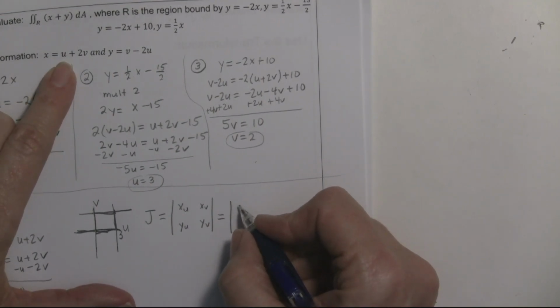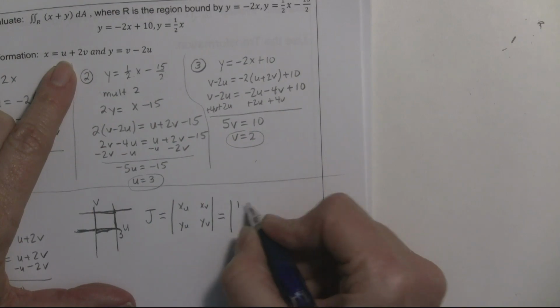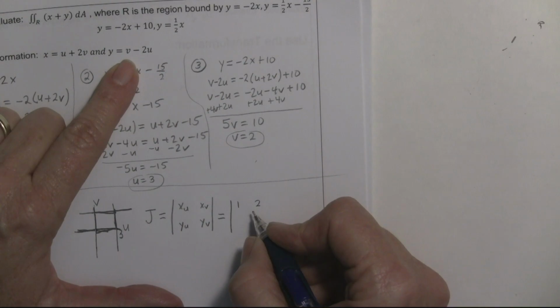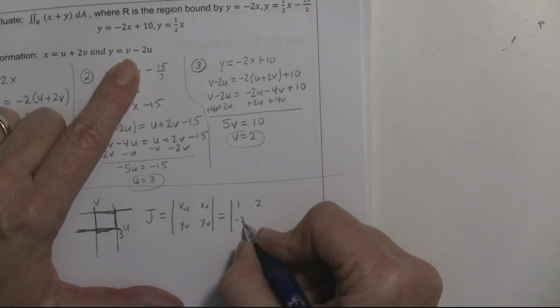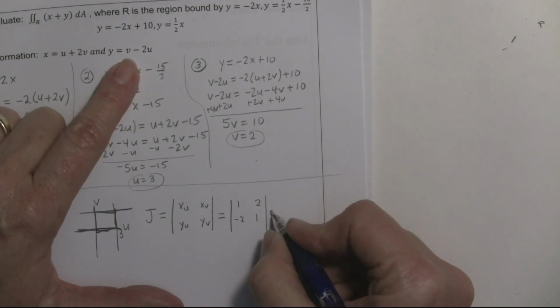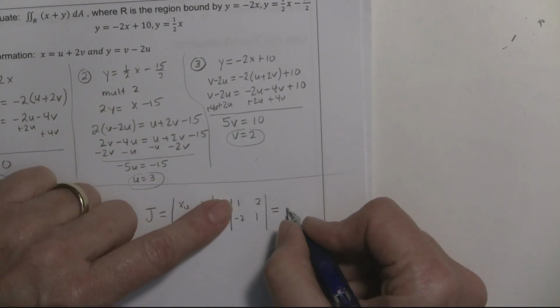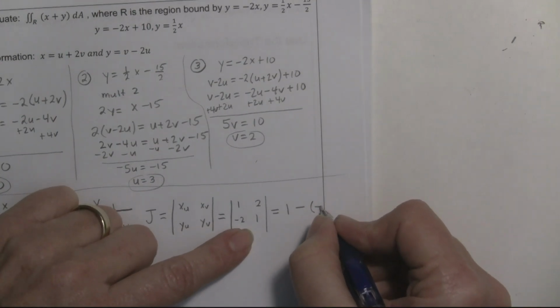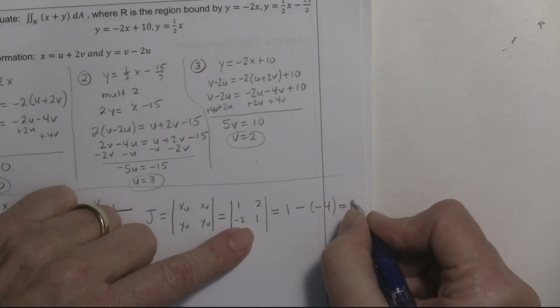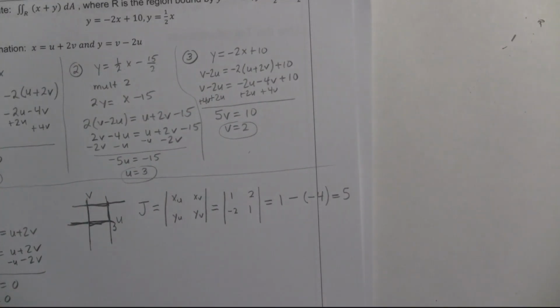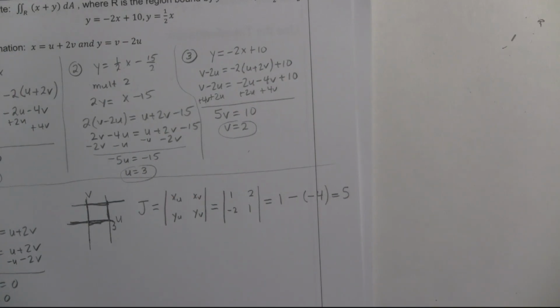So with respect to u, that's 1. And with respect to v, that's 2. With respect to u, that's -2. With respect to v, you should go in alphabetical order, that's 1. So the Jacobian is 1, and then minus, and then -4, which is equal to 5. Okay. So very good. We did a lovely job on that. So we need the Jacobian.